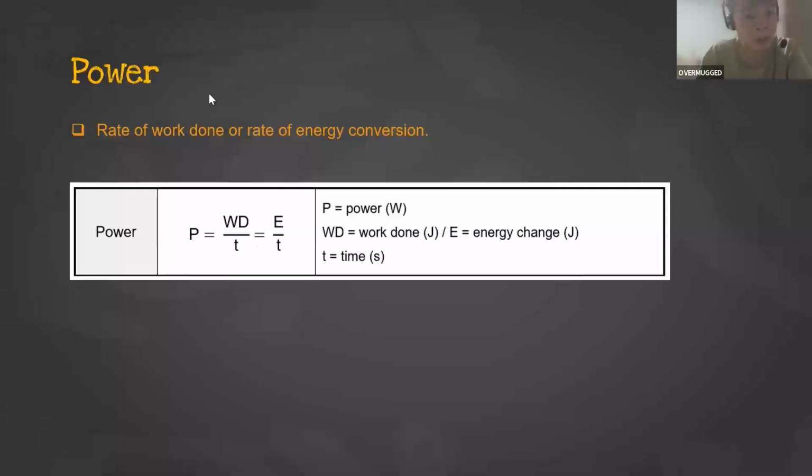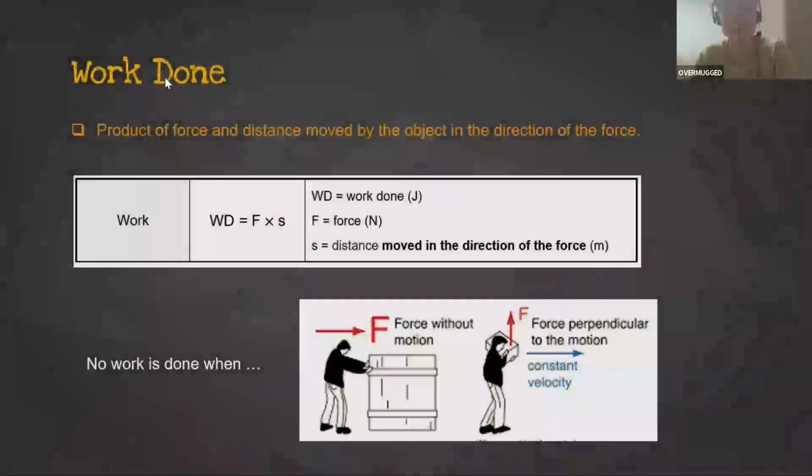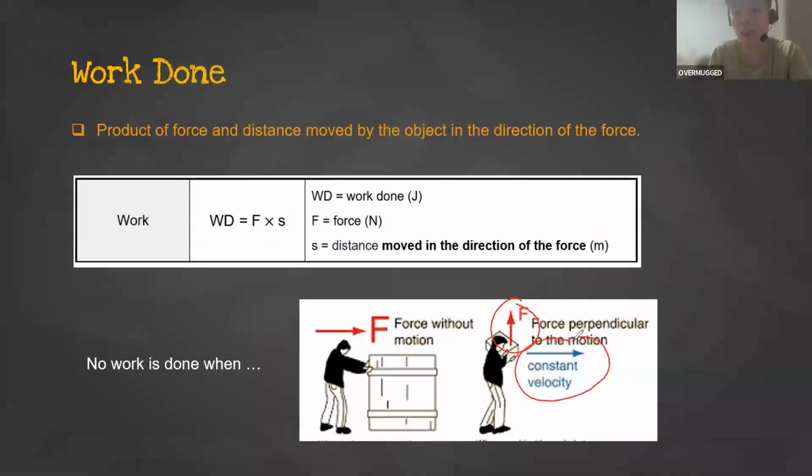How would the distance move in the direction of the force? Okay, so back to this. The force is upwards, right? But the distance that the person is covering is with regards to the x-axis, or left to right. So the distance moved is not in the direction of the force. The force is upwards over here, but the distance is left to right. It's not in the same direction. Therefore, no work is being done.